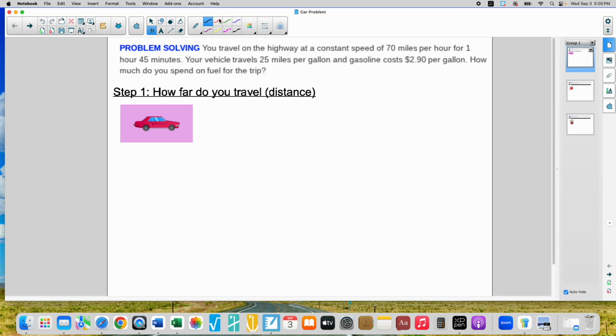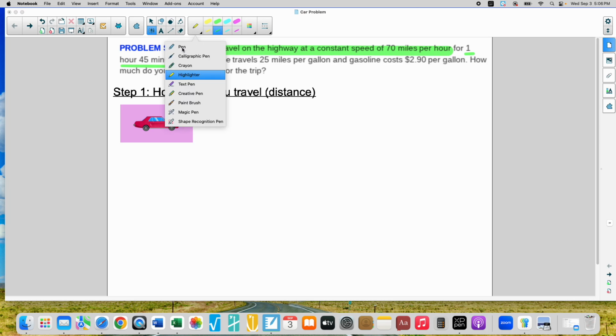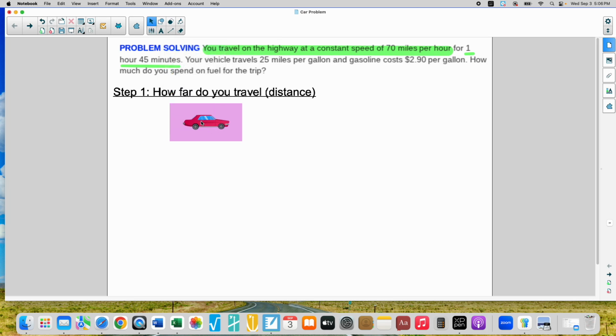So notice this part of the question: you travel on the highway at a constant speed of 70 miles per hour. That's my speed. And then the other important part is we're going to travel for 1 hour and 45 minutes. Okay? So as my car drives, I'm going 70 miles per hour. That's pretty fast. Hopefully there's no kids in the car.